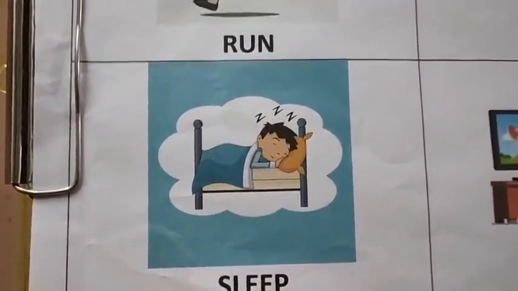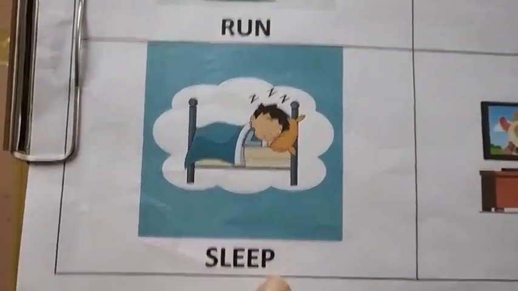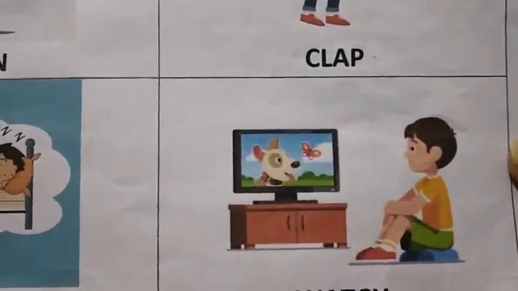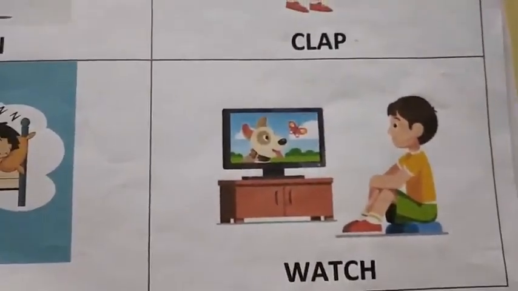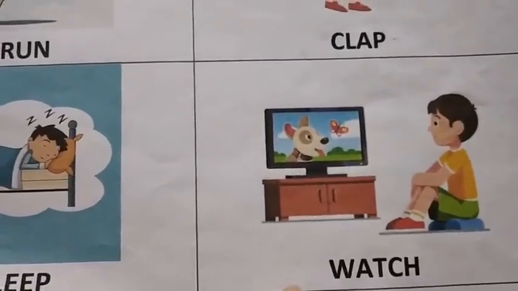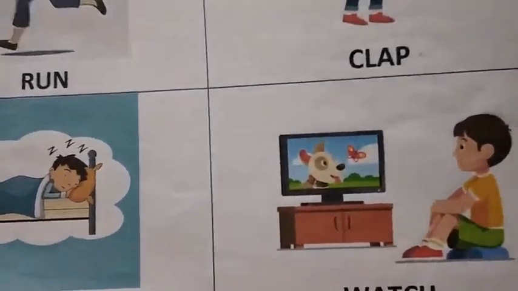What is the boy doing here? He is sleeping. So here the verb is sleep. S-L-E-E-P, sleep. What is the boy doing here? He is watching cartoon on a TV. So here the verb is watch. W-A-T-C-H, watch.